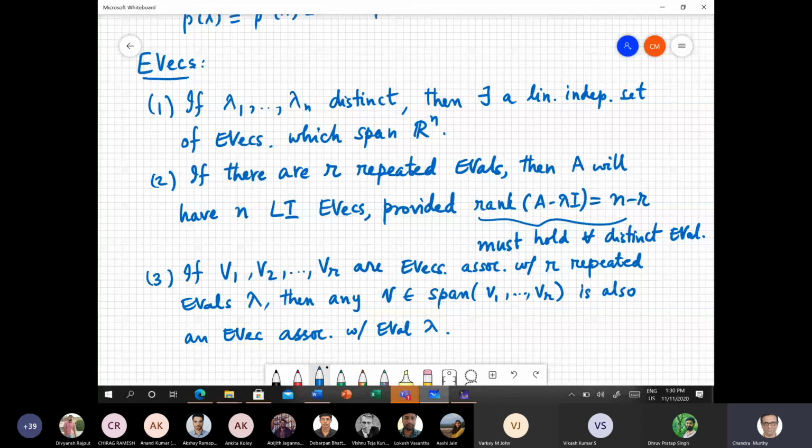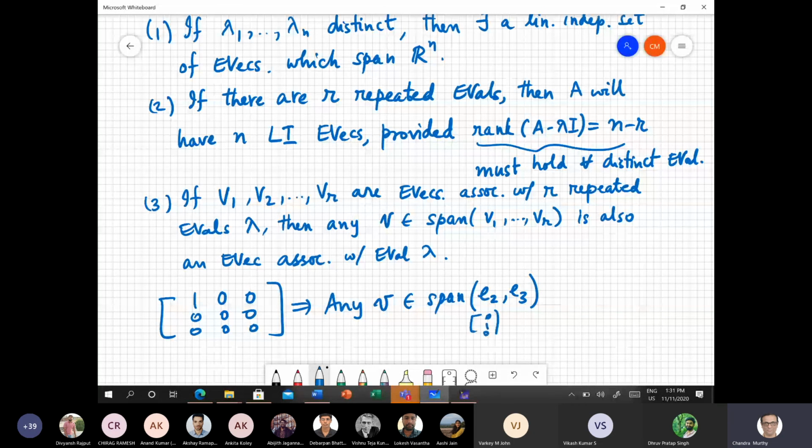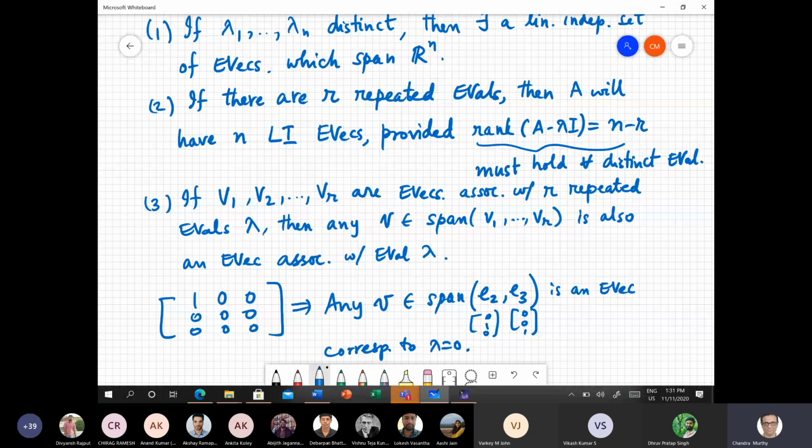Okay, so for example, if I consider the matrix 1 0 0, 0 0 0, 0 0 0, then any v in the span of E2, E3, okay, E2 is 0 1 0 and E3 is 0 0 1, is an eigenvector corresponding to lambda equals 0. Okay, and the identity matrix has n repeated eigenvalues all equal to 1, and so any v in R to the n is actually an eigenvector.